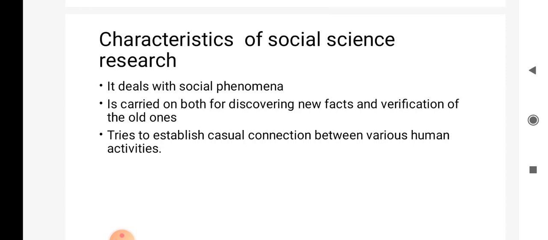If there is a downfall in consumer behavior, why did it happen, why has the behavior changed, what is the reason, what has happened with regard to the product and the price? What is the connection between the change that occurred in the consumer behavior and the change that has taken place with regard to the market or the product? So social science research tries to establish a relation between various human activities.